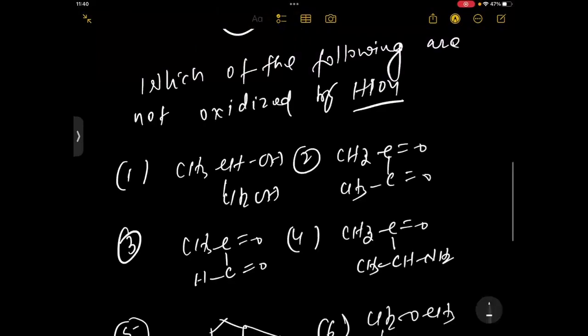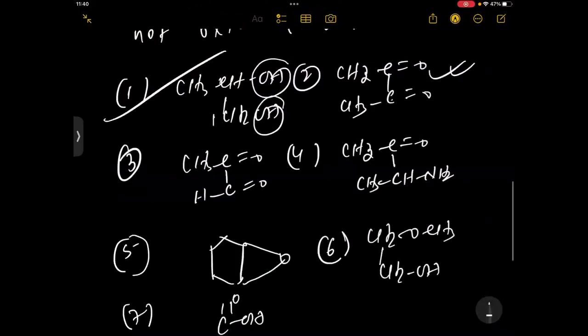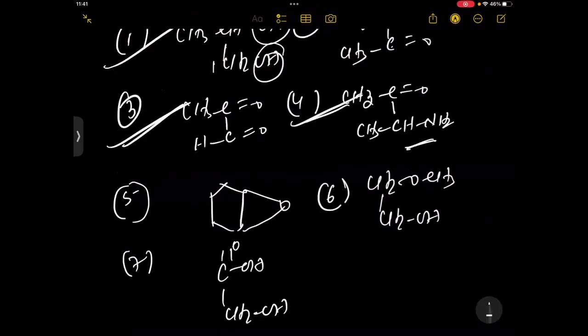Which of the following are not oxidized by HIO4? See, the two OH attached on adjacent positions, first and second. So that will be oxidized by HIO4. Second, the two ketone groups here will also be oxidized by HIO4. Here also two ketone groups are there, that will also be oxidized. Here is a ketone group, that will also be oxidized by HIO4. CO, CHNH2 should be there. So one position CO, second position NH2 should be there. And fifth also will be oxidized.